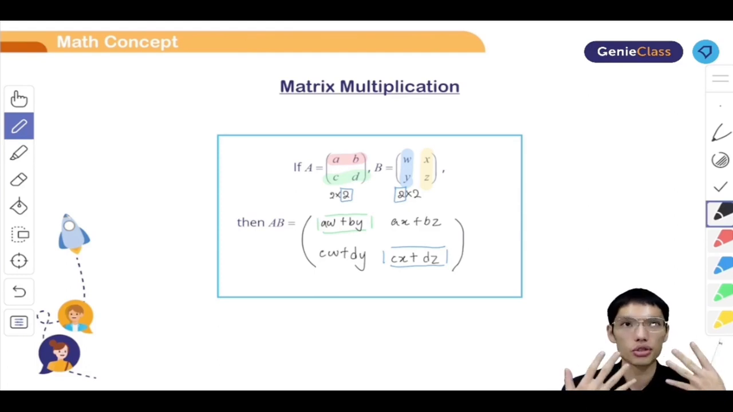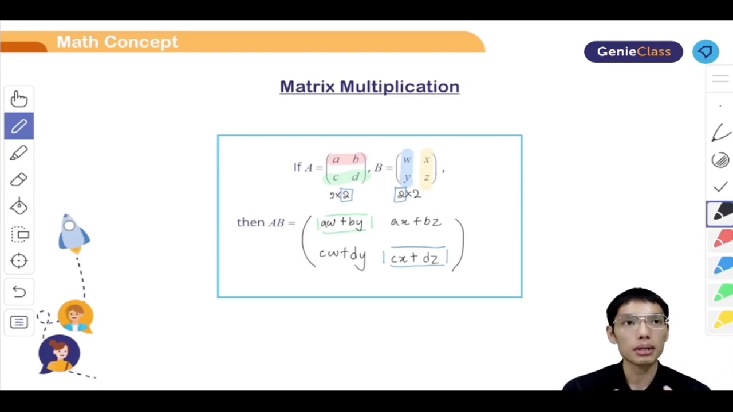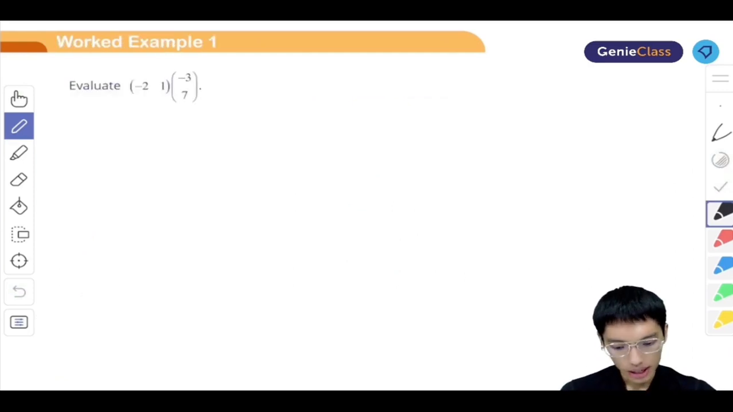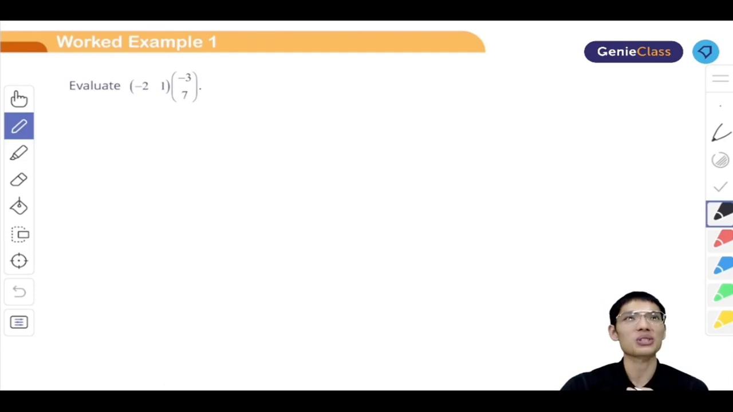In this case, this is 2 by 2. But what happens if there are different matrices involved? That's why this whole lesson is to get you to familiarize yourself with matrix multiplication when you face different matrices multiplied together. In this case, work example 1, again, listen to the explanation as I go through.